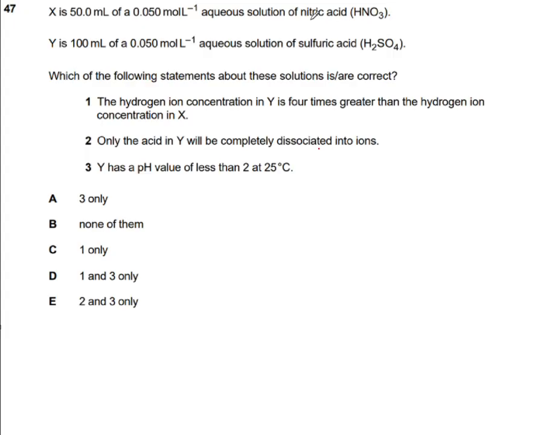And also nitric acid is a monoprotic acid, whereas sulfuric acid is a diprotic acid. What this means is the monoprotic acid, nitric acid, dissociates and donates one proton only because it has only one hydrogen atom bonded to it. Whereas sulfuric acid donates two protons, as it has two hydrogen atoms. Alright, so we have these two pieces of information which are very important.